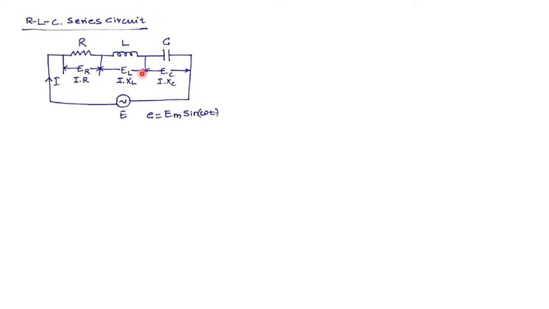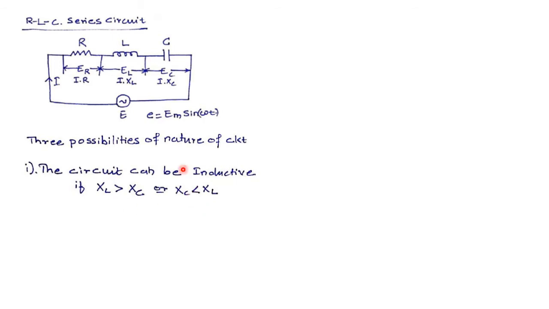To decide this, I need to observe different cases in analyzing the RLC series circuit. There are three possibilities to understand the nature of the circuit. The first: if the inductive reactance is greater than the capacitive reactance, that is, if XL is greater than XC, or XC is lesser than XL. Now the question is, why are we discussing only XL and XC? Why are we not taking R into consideration?